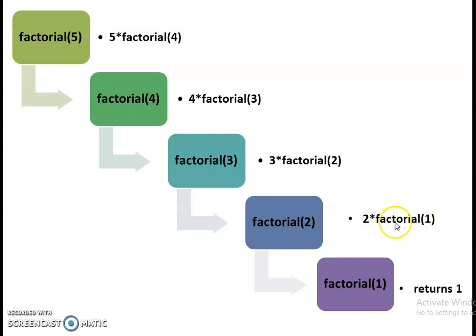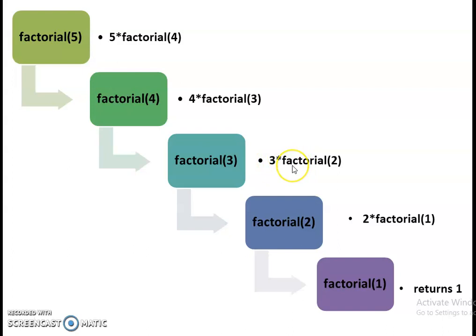Now again we are calling factorial with value 1. Now base condition is true because value of n is 1, right? So it will return 1 to factorial 2. So 2 into 1 is 2. So factorial 2 will return 2 here.